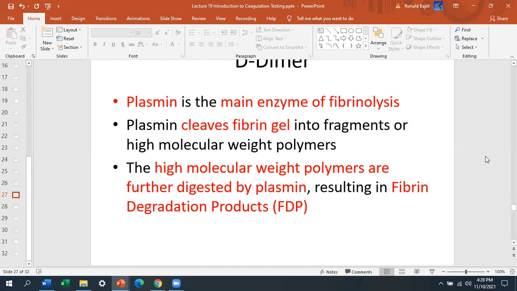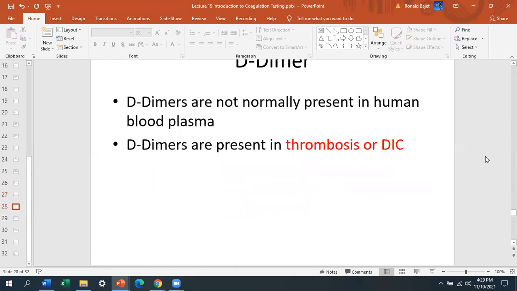So what happens is plasmin will cleave the fibrin gel, and I'll go into the cascade, not this week, obviously, probably next week or the week after. High molecular weight polymers are digested by plasmin. So plasmin is chop, chop, chop. You've got clots, and plasmin will be responsible for chopping up these fibrin clots, resulting in fibrin degradation products.